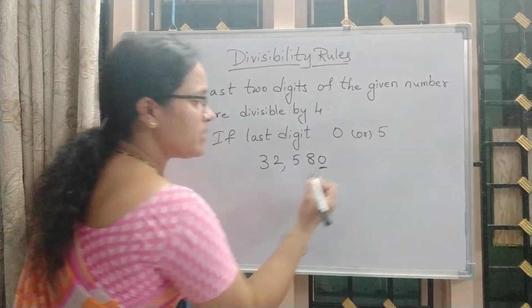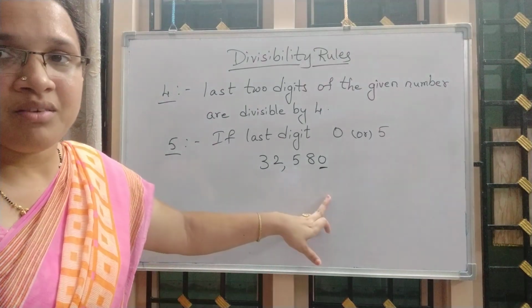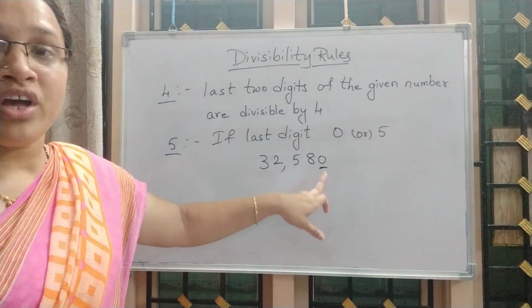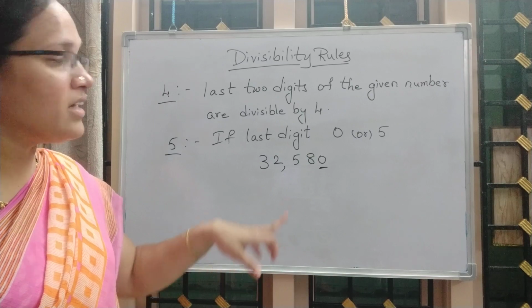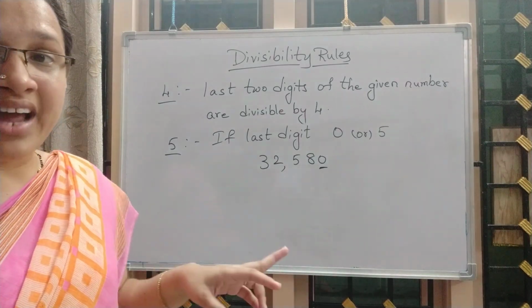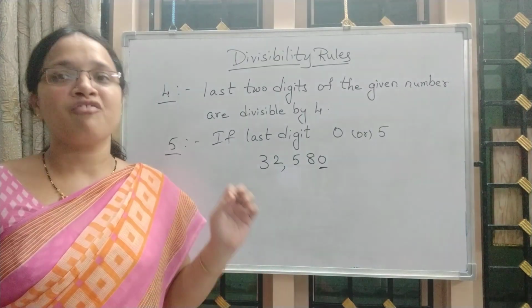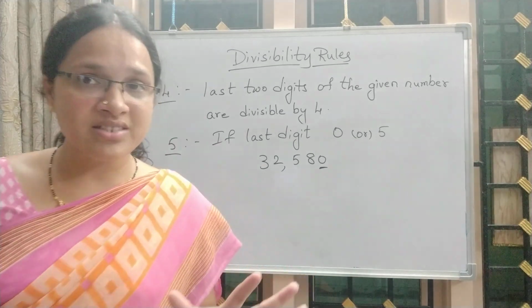See, what is the last digit here, which is in the ones place? 0. If it is 0, it means that it is divisible exactly and completely by 5. Yes? Did you understand it?